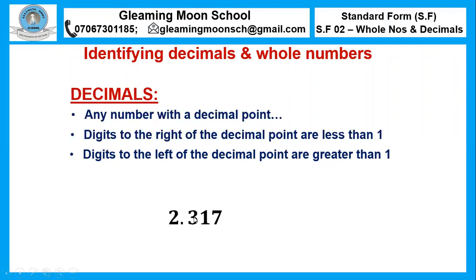2.317. You can see that you have 317, a 3-digit number here. But then all the numbers from the decimal point towards the right are what? Less than 1. There's just no two ways about it. They are not up to 1.